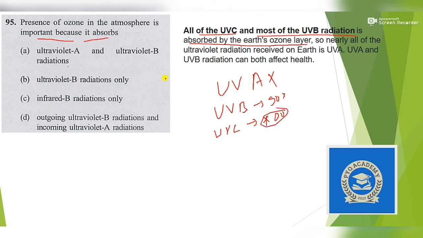So presence of ozone in the atmosphere is important because it absorbs ultraviolet A? No, it doesn't absorb. Then ultraviolet B only. Yes, for this question there is only mention of A and B, so yes, it can absorb B. Infrared, no. Outgoing ultraviolet radiations and incoming ultraviolet, no. So answer is option B.